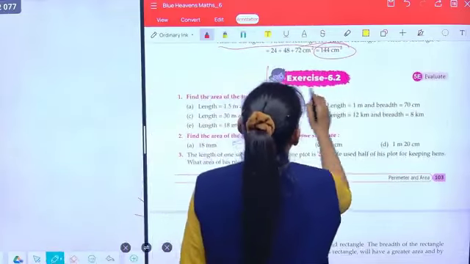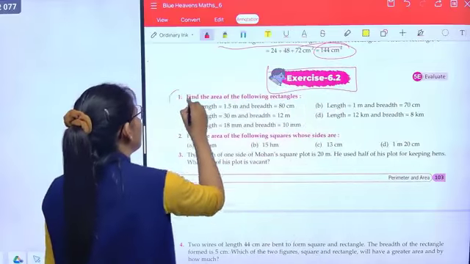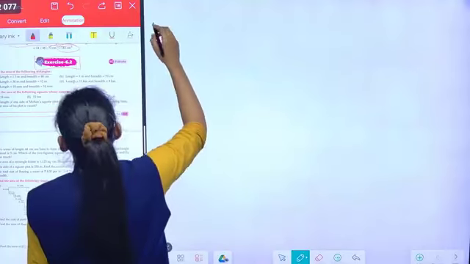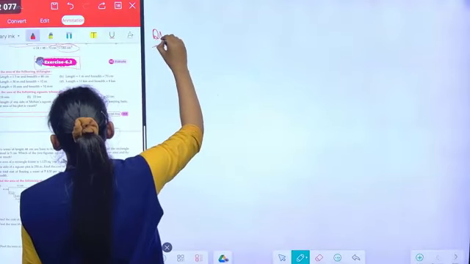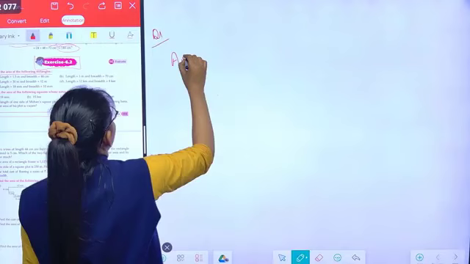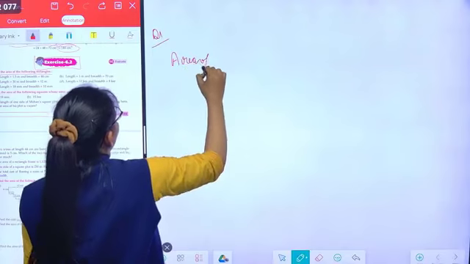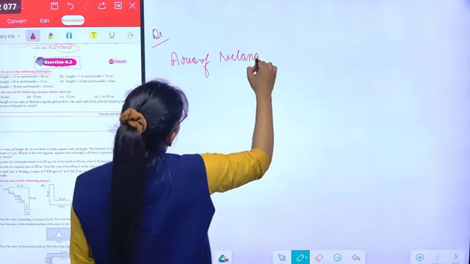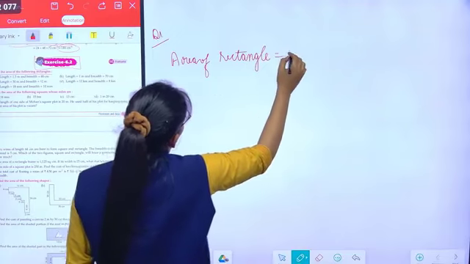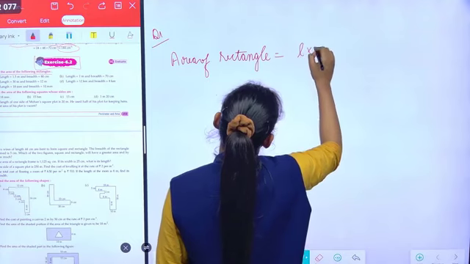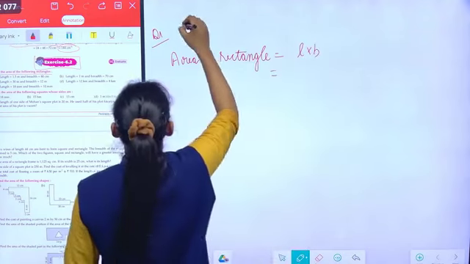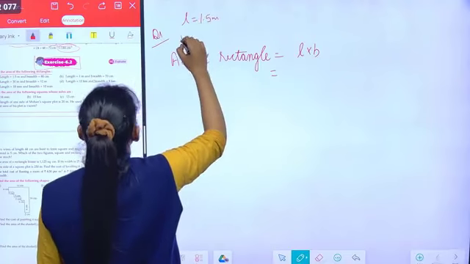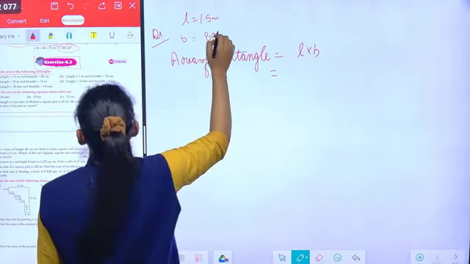Come on, exercise 6.2. Question number 1. Find the area of the following rectangles. Yes, class. Question number 1. Area of rectangle is equal to length times breadth. Class, length is given 1.5 meter and breadth is 80 centimeter.